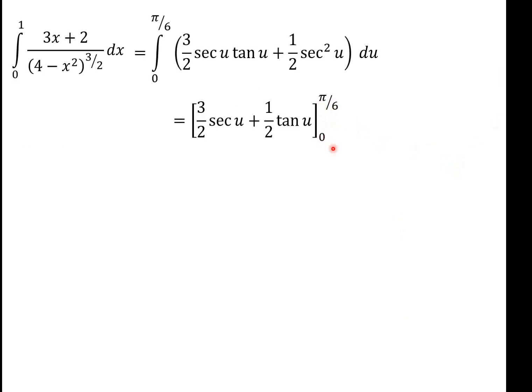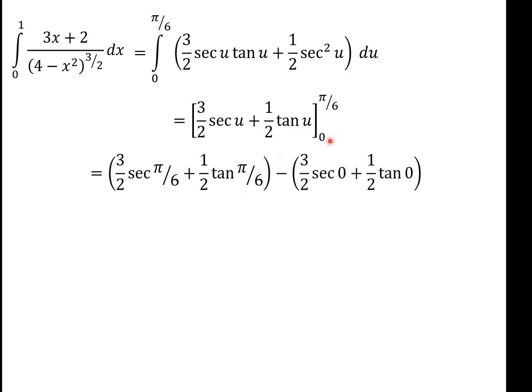Anyway, so we're going to put these limits in and get an exact answer. So we want 3 over 2 times sec pi over 6, plus a half tan pi over 6, and put 0 in, sec u, tan 0. Now, sec of pi over 6, well that's 1 over the cos of pi over 6, and the cos of pi over 6 is root 3 over 2, so the sec is 2 over root 3. Tan of pi over 6 is 1 over root 3, so this is a half times 1 over root 3. The sec of 0 is just 1, because the cos of 0 is 1, and the tan of 0 is 0.